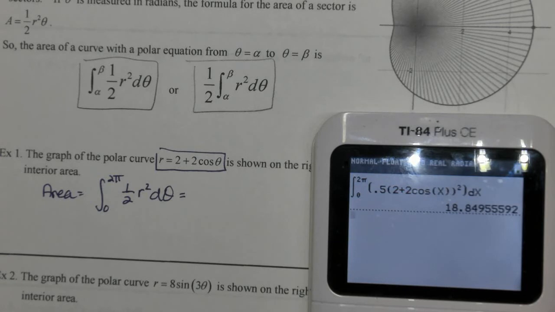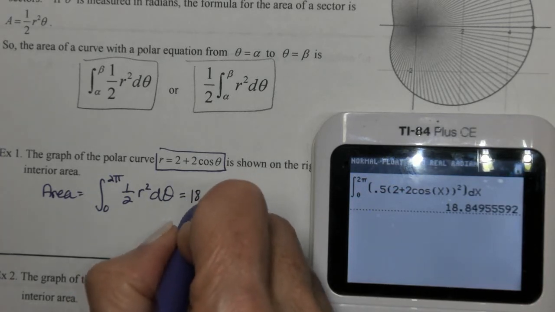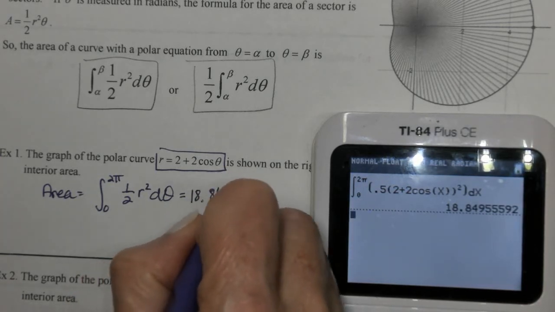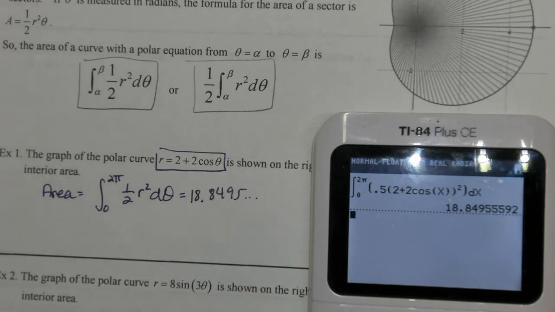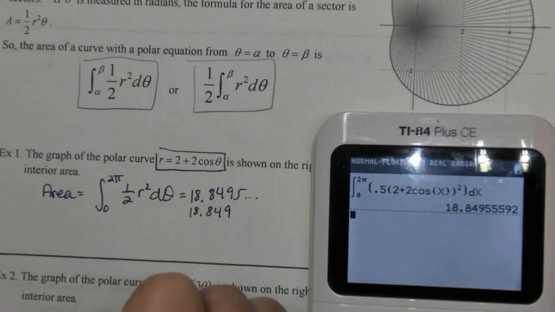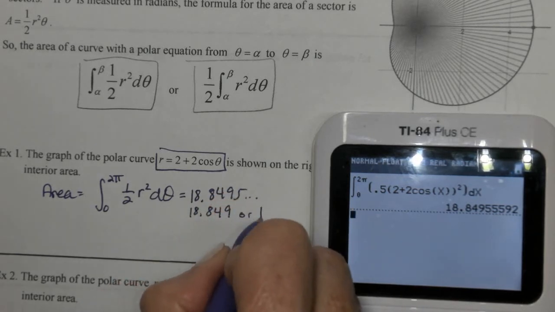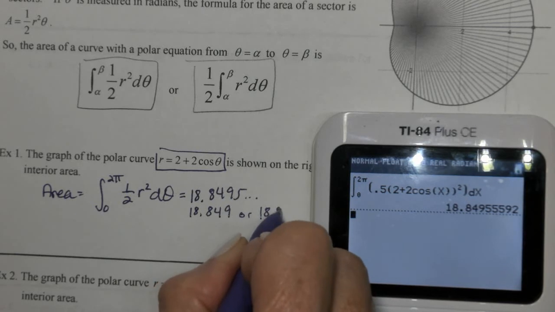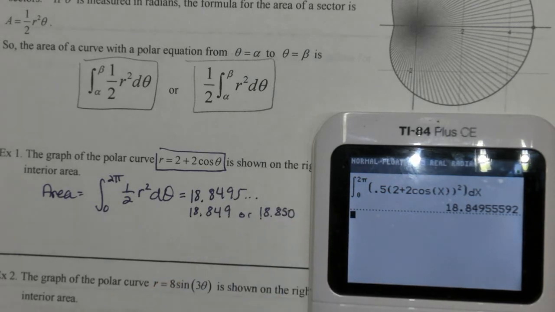And we get 18.8495... and you need to show me at least 3 decimal places. So 18.849 will work, or 18.850 would work because we can round that 9 to a 10.